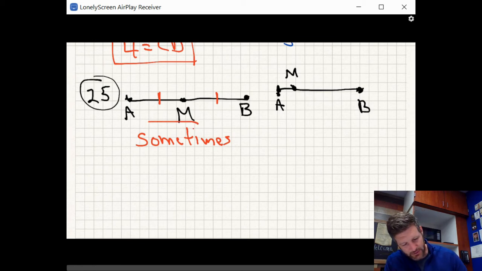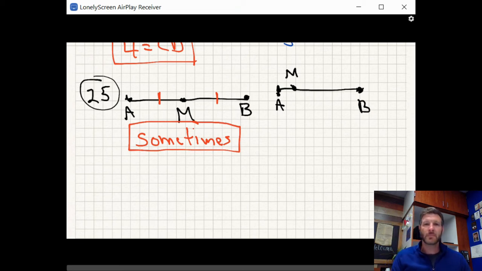So again, it said to support my answer with a sketch, so I did that. Okay, so the key is to play out both scenarios and see if you can get one for both or one for the other. And that way you'll know if something's always, sometimes, or never true.